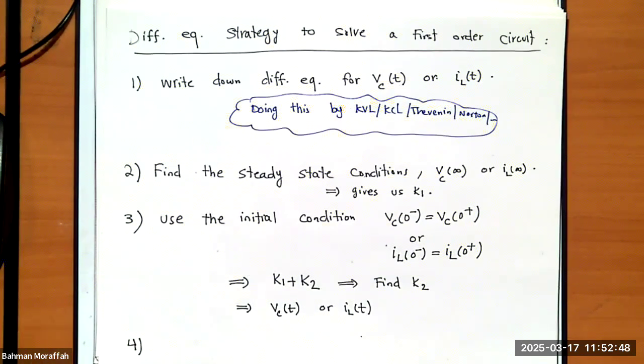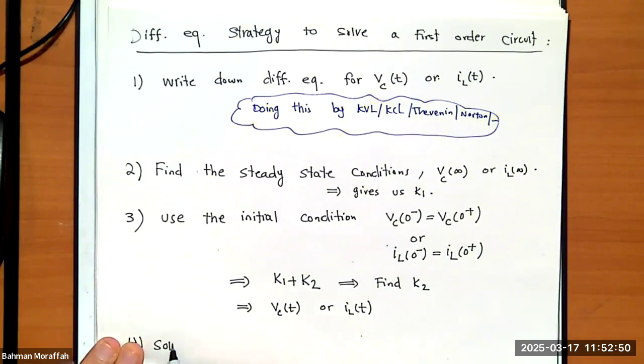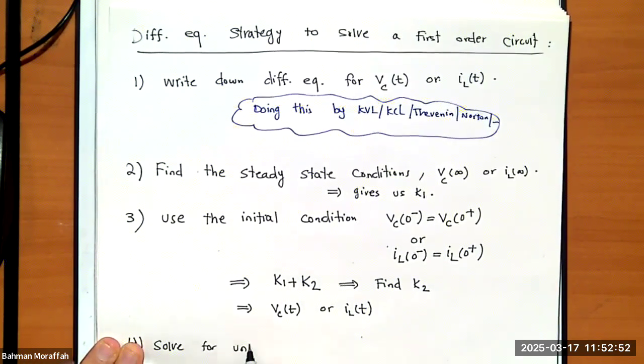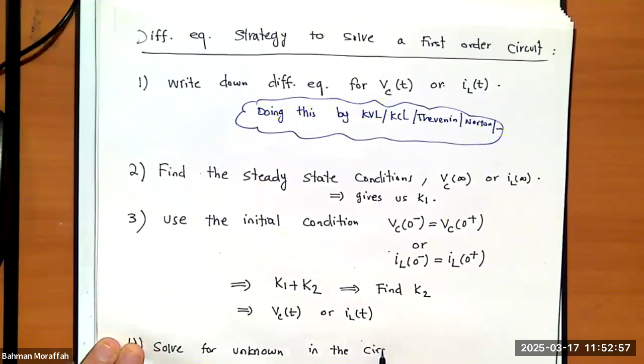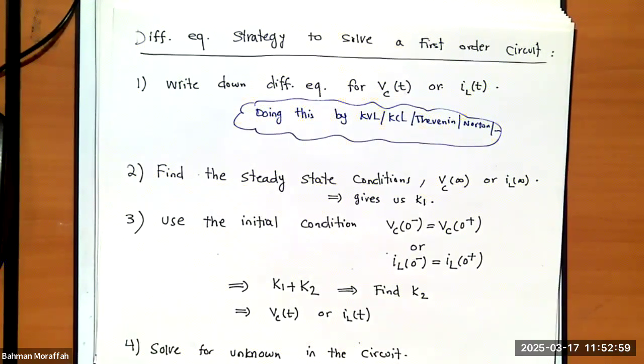Last step is to solve for the unknown in the circuit. If the unknown in the circuit is voltage across the capacitor or current through the inductor, we're done in step 3. But if it's something else, we need to compute that. Okay? Any questions about these 4 steps before I do an example and walk you through all these steps? Is that clear what we're doing?